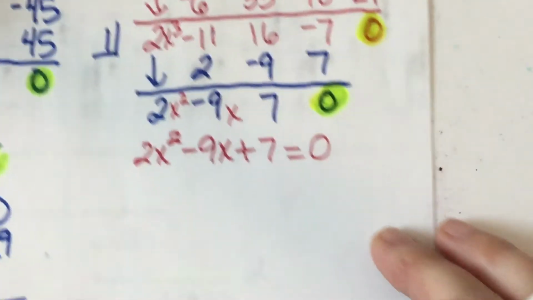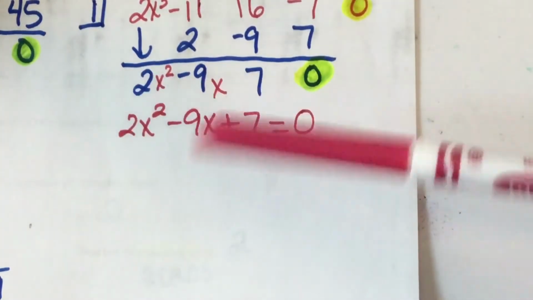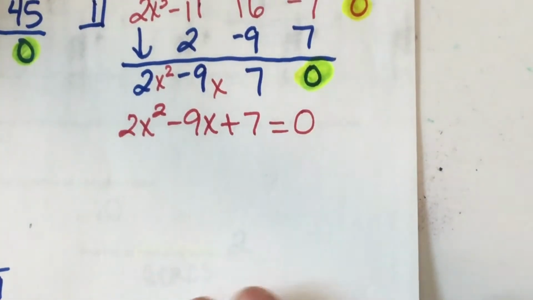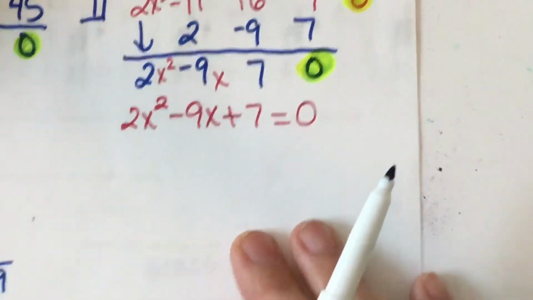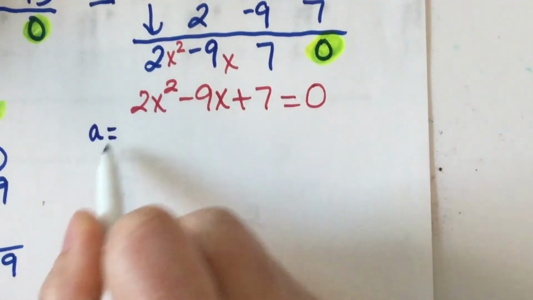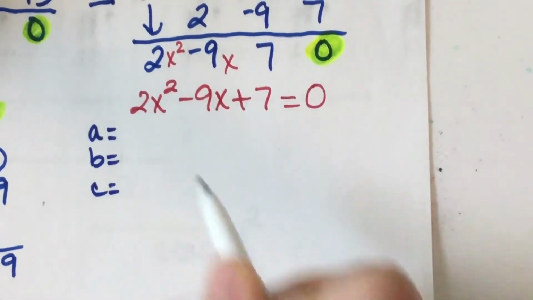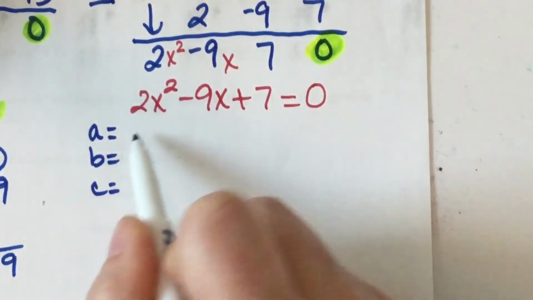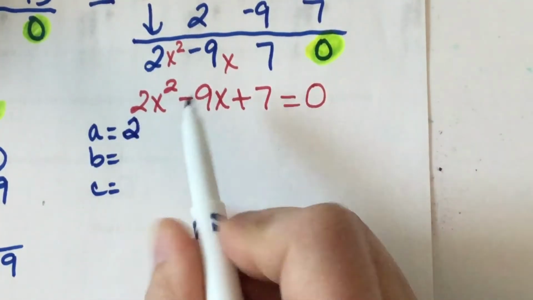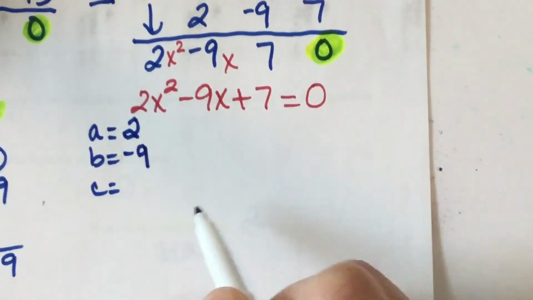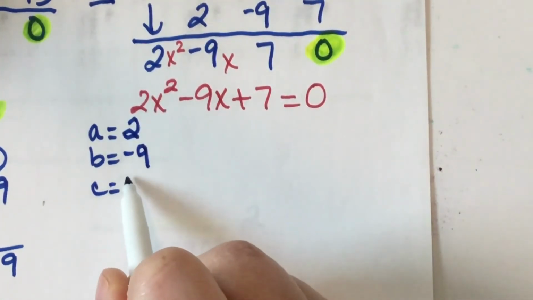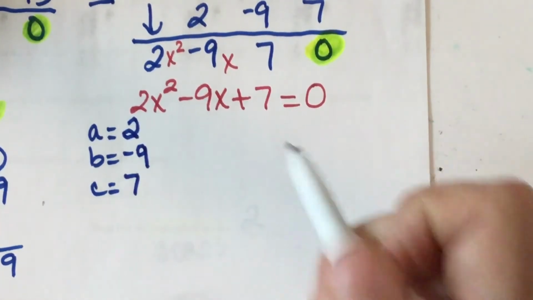Okay, so I could try to factor this, but I'm going to do this with the quadratic formula. I need to list who my A is, who my B is, who my C is, and go from there. So A is 2, because that's the number in front of the x squared. B is negative 9, because that's the constant. And C is 7. I'm sorry, I said that wrong.